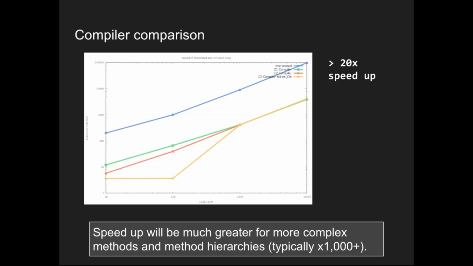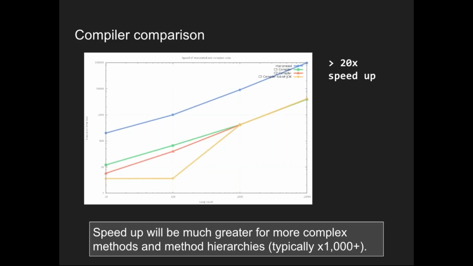So if we want to have a look at a chart again for what kind of speed up we get, there's four tests here. One is the interpreted mode, which was the blue line, then we've got the C1 compiler, the C2 compiler. I had to use a 32-bit JDK in order to use the C1 compiler. So when I was doing it for completeness, I put the 64-bit JDK on as well, and that's the yellow line. So across the board, we always get a 20% speed up, but this is a really simple and daft test, so we would expect that speed up factor to be much greater for complex method hierarchies, so we'd typically be looking at about 1,000 times increase.